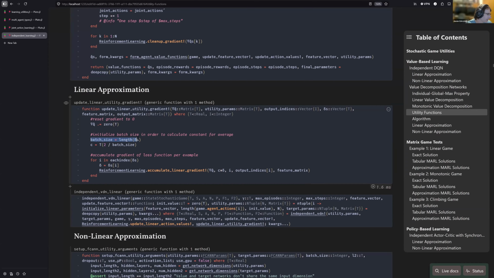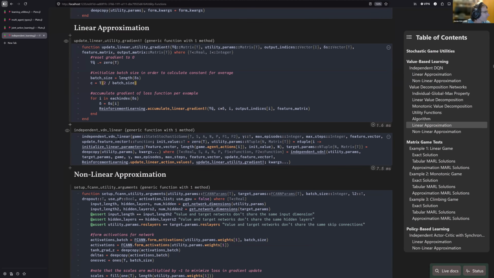Here we have a batch of some length, and this factor of 2 is just from the squared error term. This 2 doesn't really matter because it can just be handled by changing the learning rate, but I just put it here to properly match the gradient value.